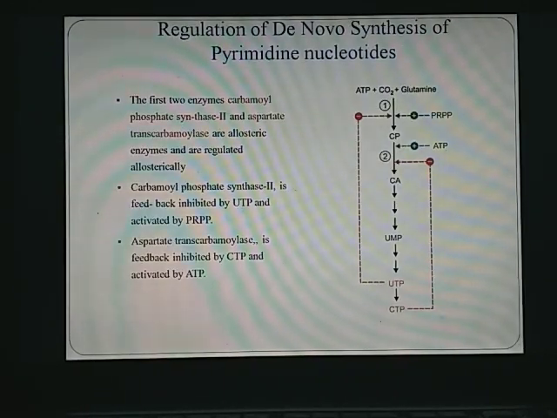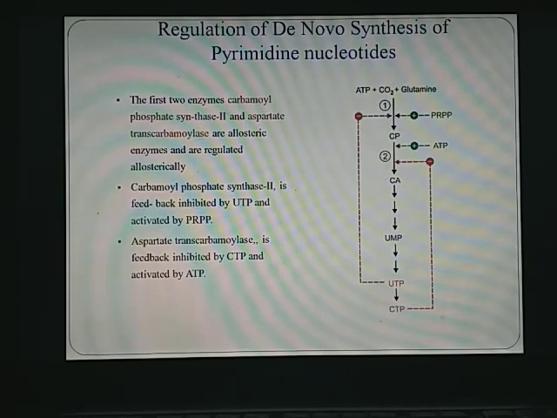Then regulation of de novo synthesis of pyrimidine nucleotides. The first two enzymes, carbamoyl phosphate synthase 2 and aspartate transcarbamylase, are allosteric enzymes and are regulated allosterically. The carbamoyl phosphate synthase 2 is feedback inhibited by UTP and is activated by phosphoribosyl pyrophosphate.